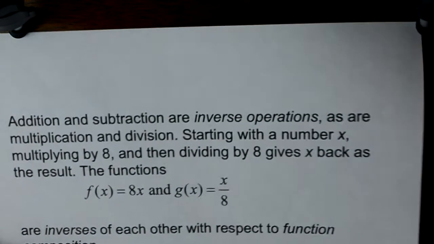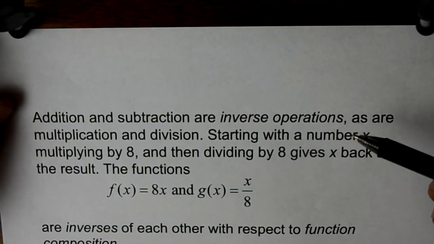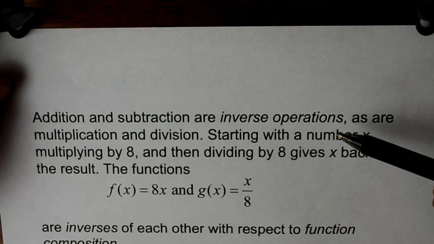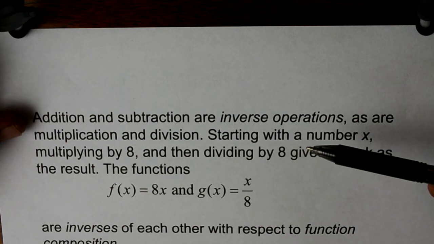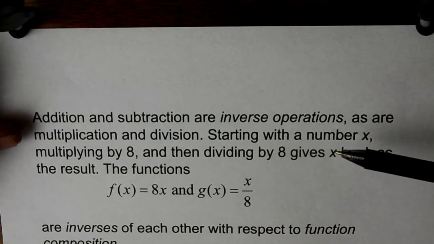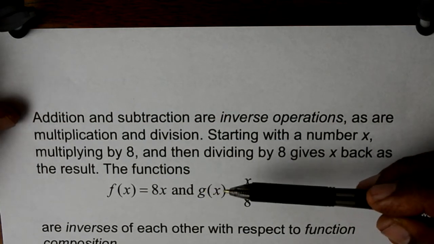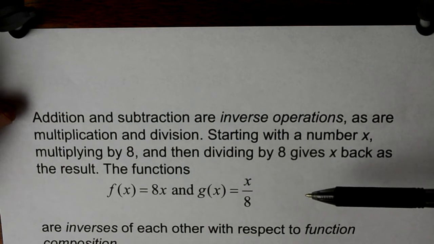Now we'll take a look at an inverse function. And here's a definition of an inverse function. Addition and subtraction are inverse operations, as are multiplication and division. You start with a number, x, multiply by 8, and then divide by 8 gives x back as a result. Therefore, the functions f of x equal to 8x and g of x equal to x divided by 8 are inverses of each other.